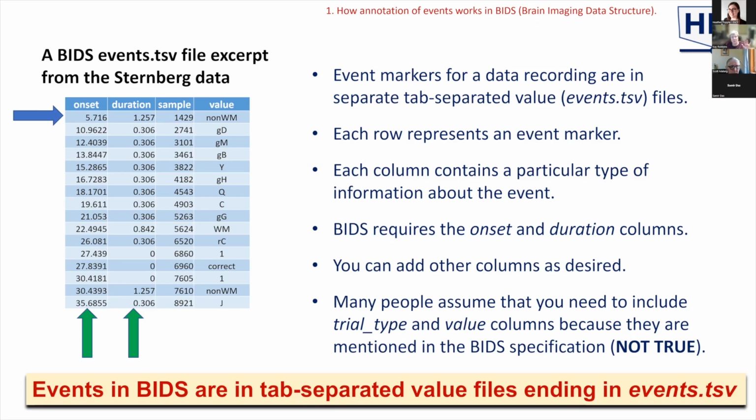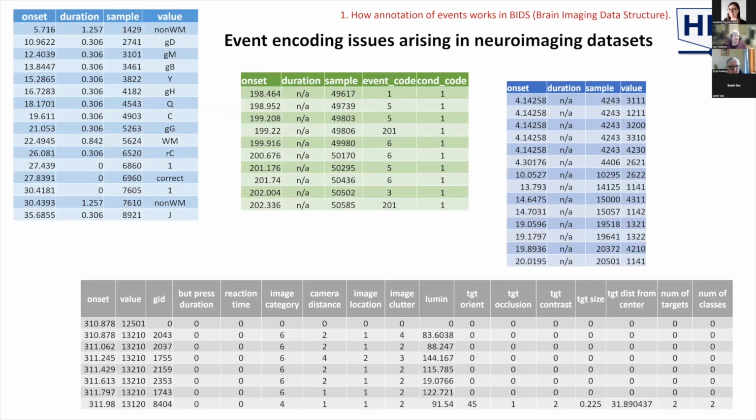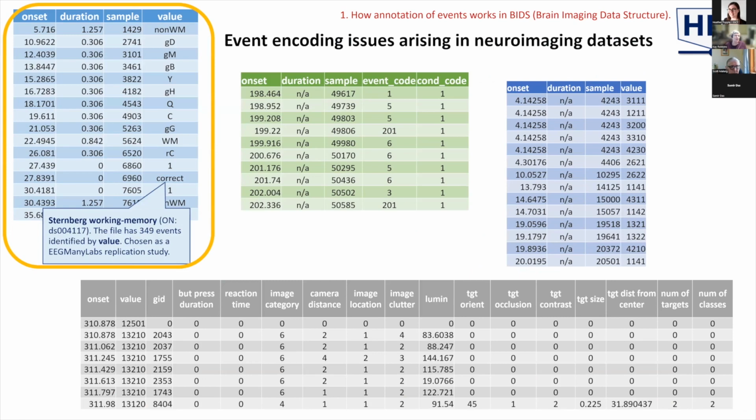They can always be filtered out later if you don't want them. So let's take a look at some actual examples. The one we just looked at is from the Sternberg, as I mentioned. This is a data set from Julie Anton and Scott. And it's been selected as one of the replication studies for EEG many labs. Each event file has about 350 events, and all of the events are encoded in the value column.